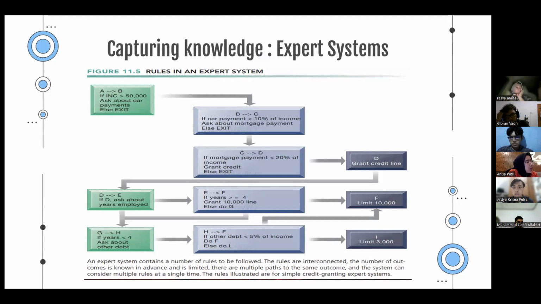Capturing knowledge. An expert system is a process of capturing tacit knowledge in a very specific and limited domain of human expertise. These kinds of systems capture the knowledge of skilled employees in the form of a set of rules in a software system that can be used by others in the organization.